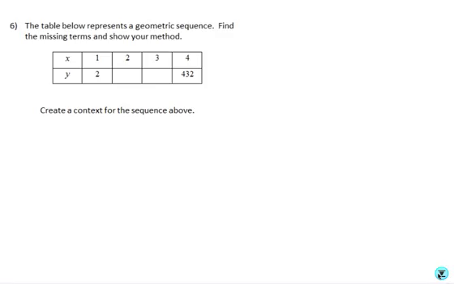So this one is very similar to the last one, problem number 5. Only difference here is instead of having an arithmetic sequence, we have a geometric sequence, which means that they're multiplying by the same thing each time. So what we're trying to figure out is that they're saying 2 times something gives you a number, whatever that number is, times something gives you another, and then whatever that number is times something gives you 432.